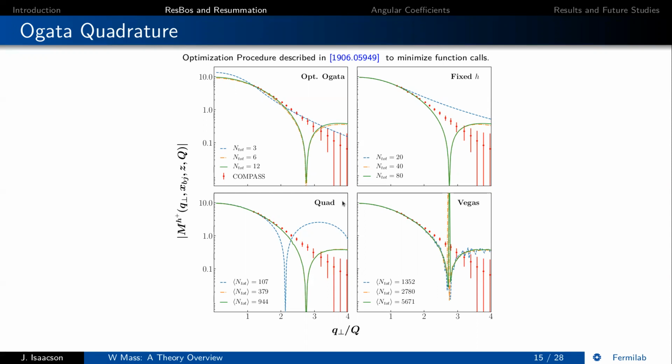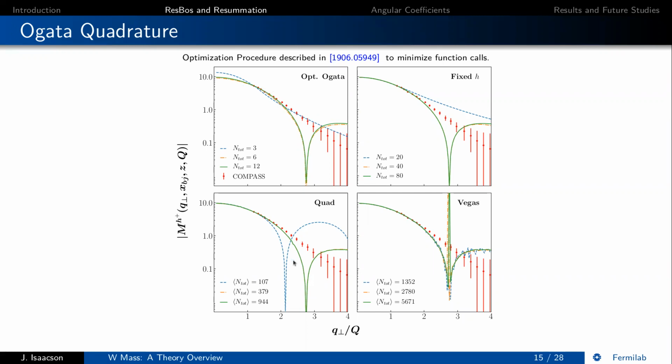And so I just want to point out here, the reason this deviates from the data at higher PT is due to the fact that they don't have the matching to the fixed order. And so this is where the resummation formalism breaks down, because log QT over Q becomes large. In this region, you can see that there's very good agreement with the data, and that they only use 12 function evaluations, or even 6, and they can get this good agreement.